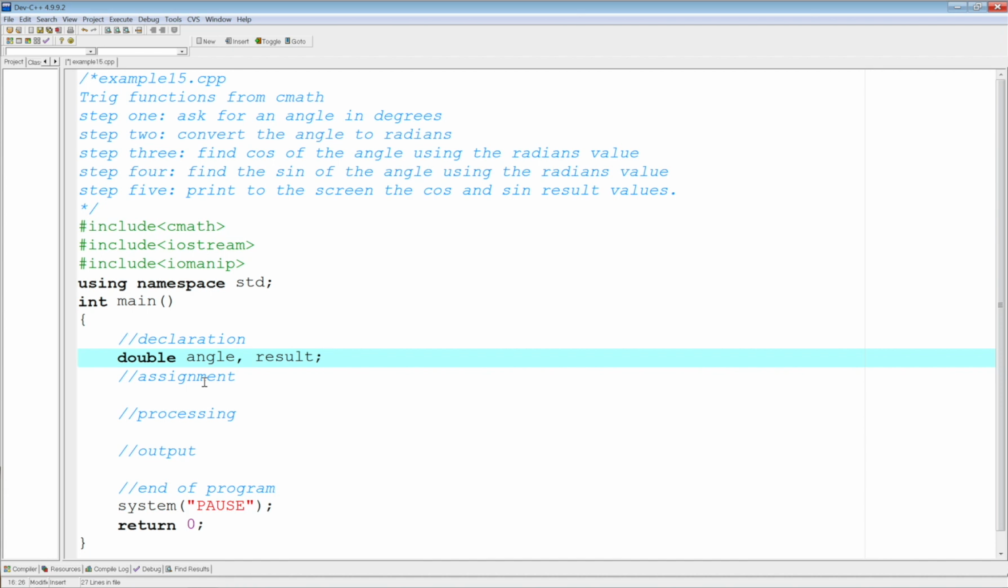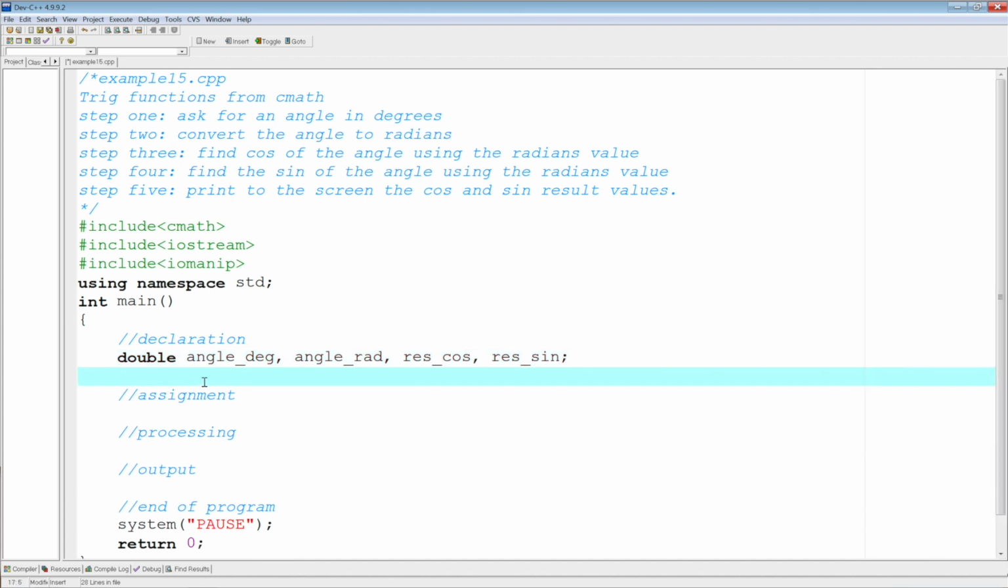Let me break it down into its simplest form. So let's say we call this one angle_in_degrees, comma, angle_in_radians, comma, okay, and result for cosine and result for sine. Okay, so this will be the safest way to do it initially. It uses a lot of variables. It will eat up some memory, which is not a big deal for this program.